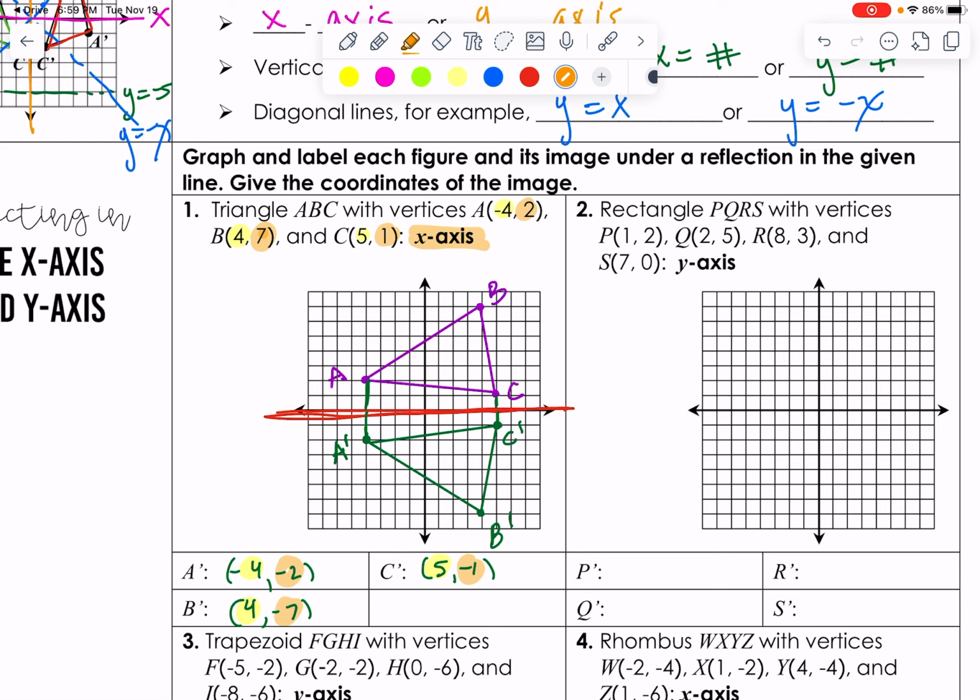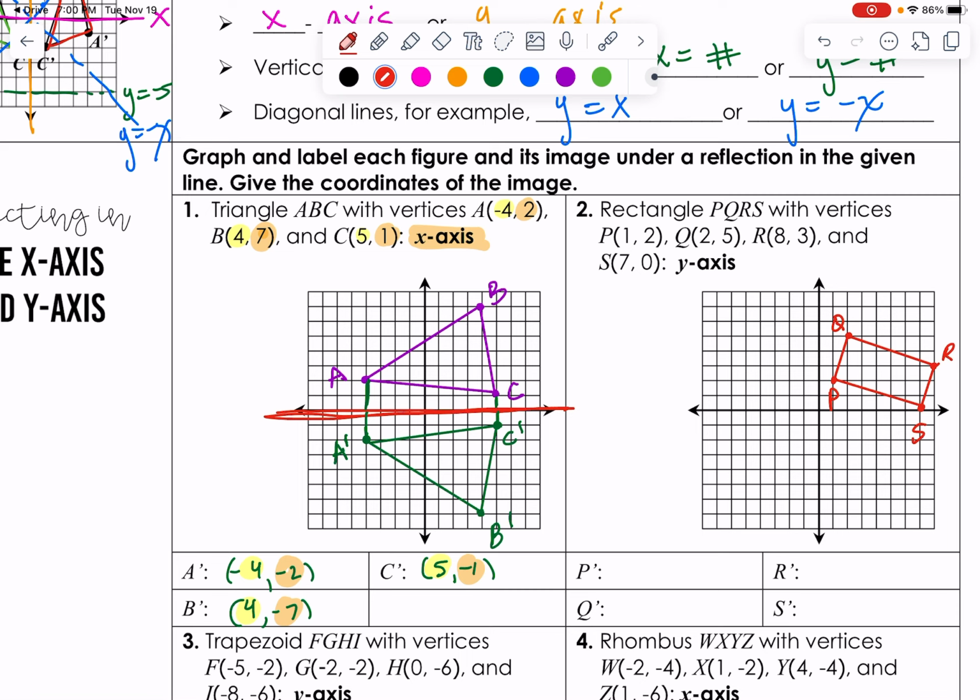Now let's look at doing it over the y-axis. What's going to change? We do a rectangle: P is -1, 2, Q is 2, 5, R is 8, 3, and S is 7, 0. Connect our dots, remembering to use a straight edge. I get to cheat because I have a point finder. So there's my original one.